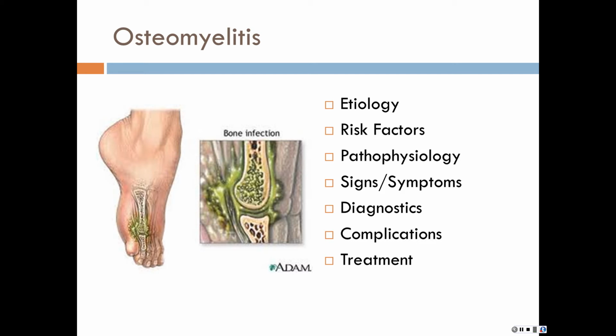Pathophysiology. Basically, our bacterial organisms most frequently reach the bone by one of three routes. Number one, hematogenous osteomyelitis: they reach the bone by bloodstream. This is the most common form. Number two, they can reach the bone from adjacent soft tissue, which is our contiguous focus. Number three, the bacteria can reach the bone by direct introduction of the organism into the bone.